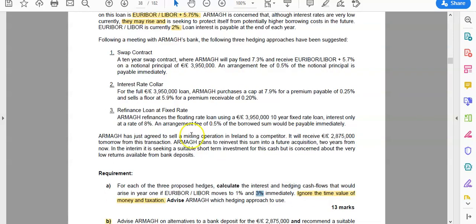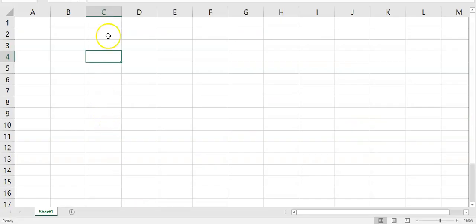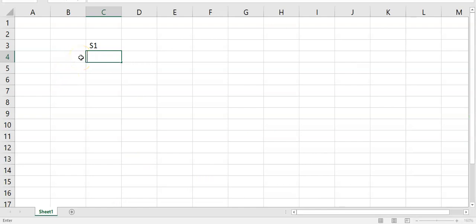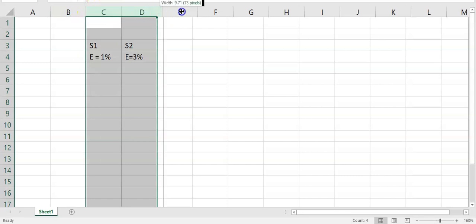Your second thing is draw out your final table. So here you're going to have scenario 1, and you're saying up by 1%. Sorry, Euribor moves to 1%. So I'll just say there E equals 1%. And scenario 2 then is E equals 3%. And these are going to be our final answers when we calculate them out.